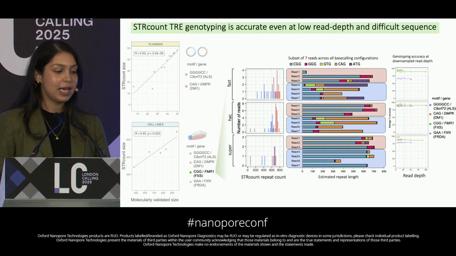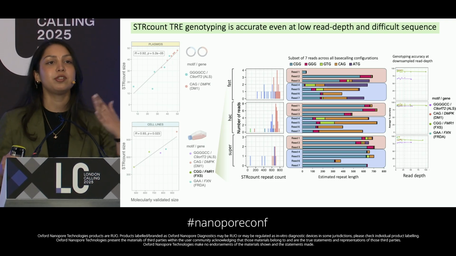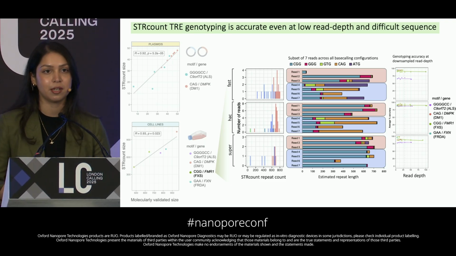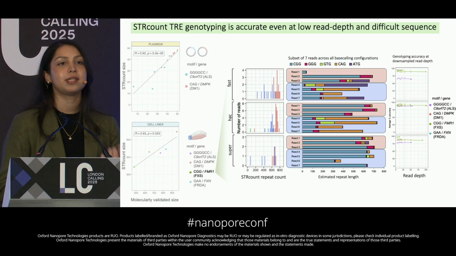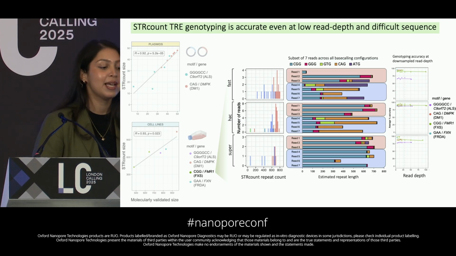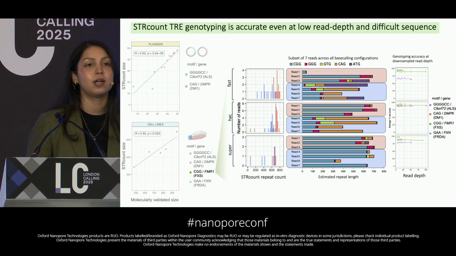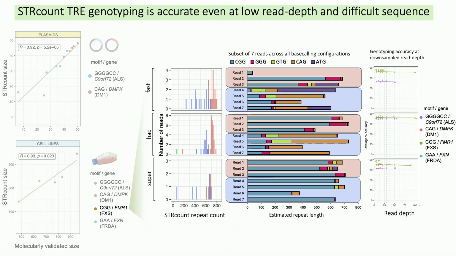We were quite happy with that, so we actually looked at how this changes across different base calling configurations, because sequence accuracy is also a little bit important to us. Now, I'm actually showing an interesting example of a GC-rich repeat. This is a repeat in the FMR1 gene, which causes Fragile X syndrome. And what you'll notice is going from top to bottom, fast, high accuracy, and super accuracy sequencing.